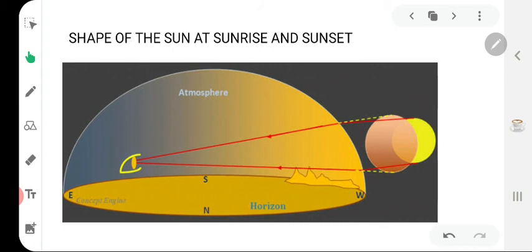Shape of the sun at sunrise and sunset. The sun, when situated near the horizon, appears to be oval shaped on account of atmospheric refraction. This is the situation at the time of sunrise and sunset.